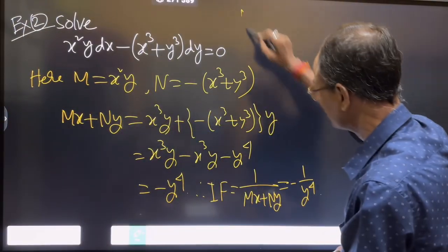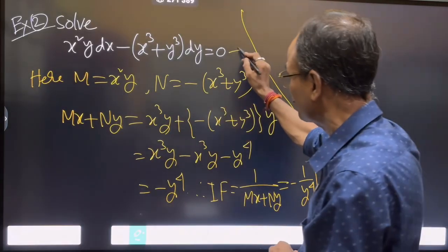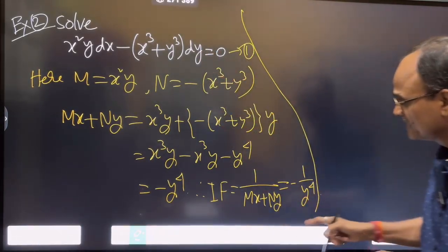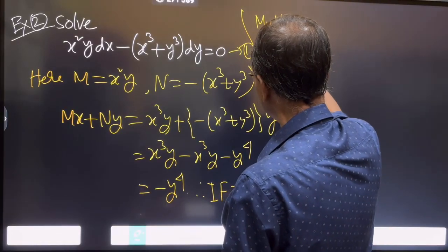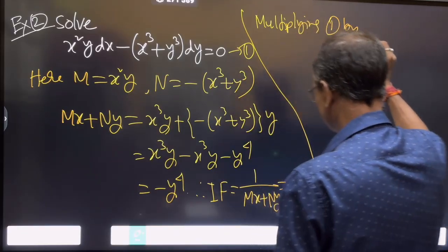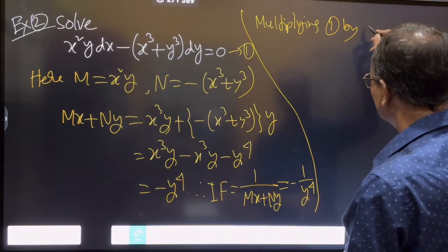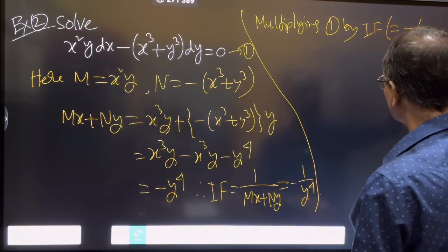Integrating factor is this. Suppose this is number 1. Multiply 1 by the integrating factor. Multiplying 1 by the integrating factor, which is equal to minus 1 by y to the power 4.